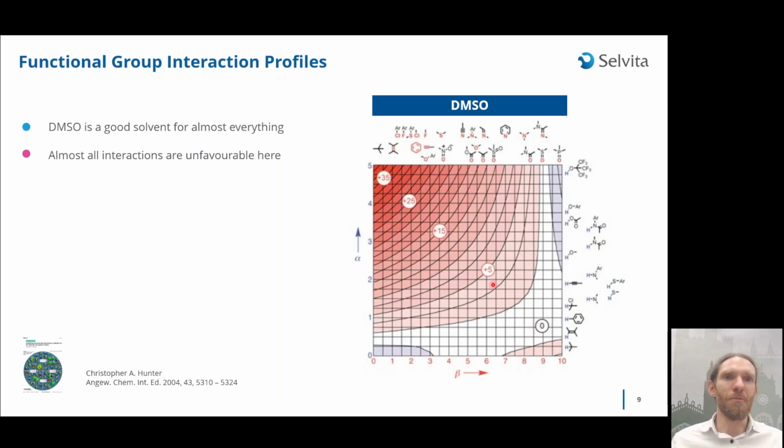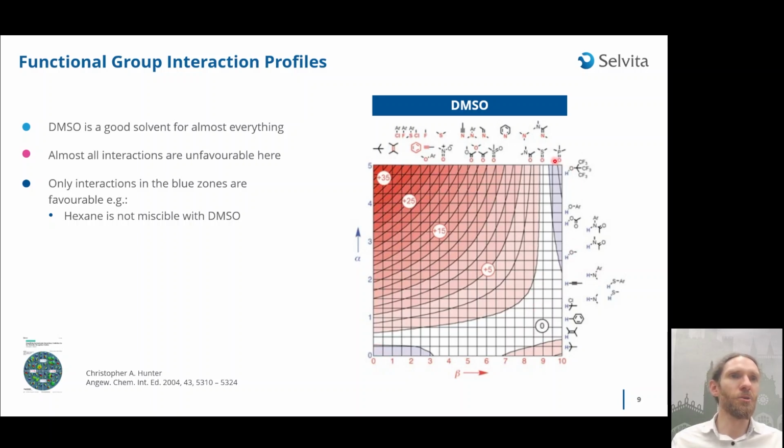Almost. But as I said, almost all interactions are unfavorable here. Only interactions in the blue zones are favorable. And this is represented by interactions of hydrocarbons. You have hydrocarbon here, hydrocarbon. So hexane will not be miscible with DMSO. And the same applies to interactions of these molecules.